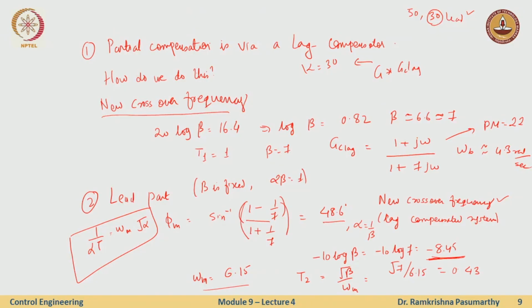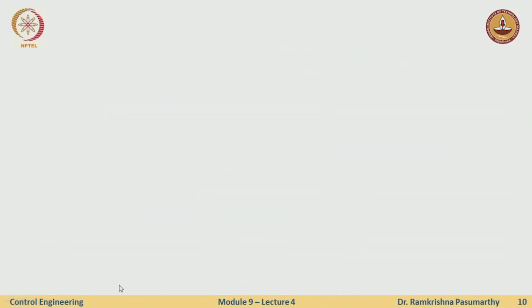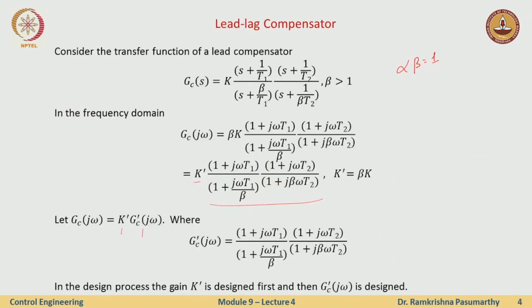Now based on these things, I can write down how my lead part of the compensator would look like. The lead compensator has now the form based on omega m being 6.15, beta being 7, T2 being 0.43. This T2 is essentially the time constant of the numerator part of the lead compensator. So the unknowns in my design were T1, beta and T2.